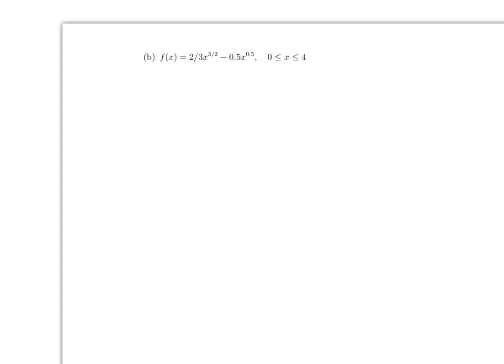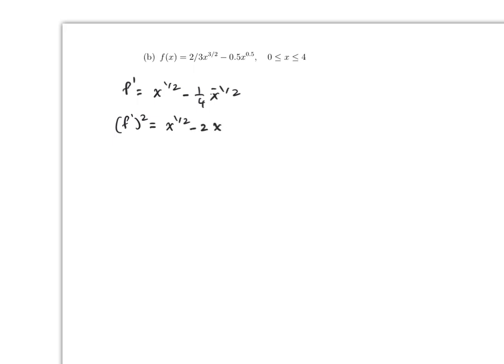Okay, so let's move on to part B. First, state the derivative. Notice that the 2/3 will cancel this, so you'll end with x to the 1/2 minus 1/4 x to the 1 minus 1/2. So minus in here, minus 1/2.